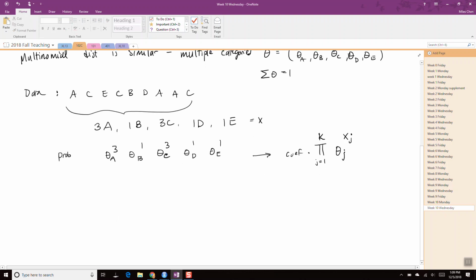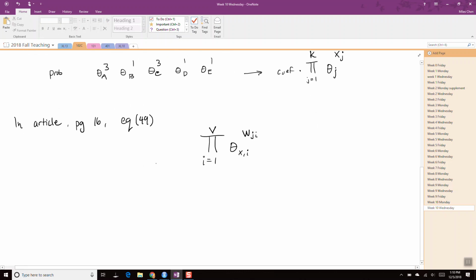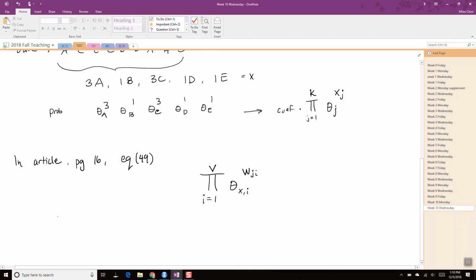And this is what we have in the homework. This makes an appearance in the article on page 16, equation 49. At the end you have the product from i equals 1 to v of theta sub x comma i raised to the w j comma i. Here we had 5 categories. Here theta is a vector of length v. V is how many words are in the vocabulary.